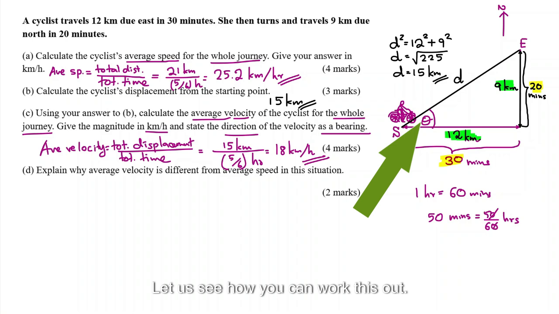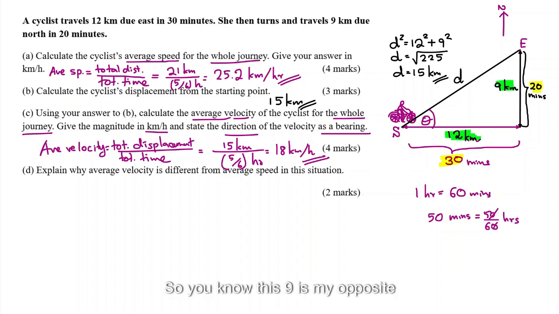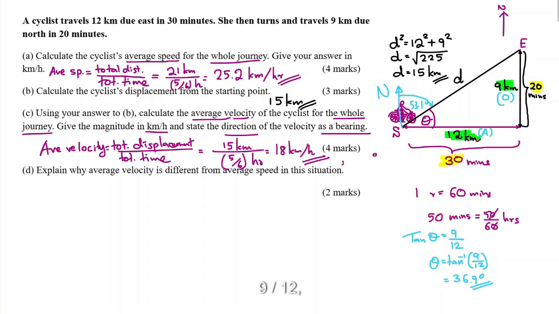Let's see how you can work this out. This is basic trigonometry. So, this 9 is my opposite, and this 12 is the adjacent. So, opposite and adjacent, so TOA, tan. Tan theta is equal to 9/12. Theta is equal to inverse tan 9/12, and you get 36.869, let's call it 36.9 degrees.